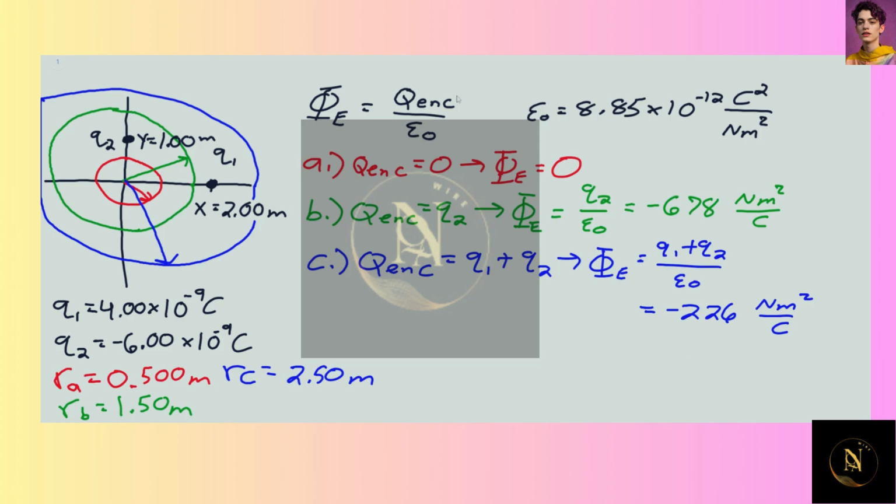So this is just a basic exercise. We use Gauss's law and we just plug in the value for the total enclosed charge in each specific situation in order to get the final answer for the net electric flux through the corresponding surface.